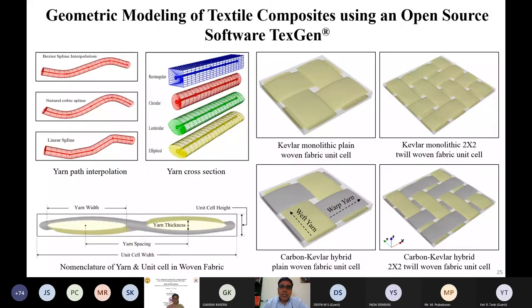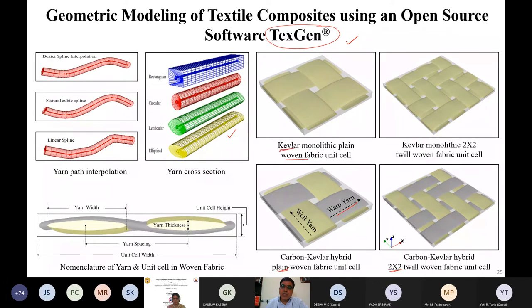Now look at this. These are all modeled in a free tool called TexGen, which is developed by the University of Nottingham, UK. In this particular tool, we are able to develop various types of structures or architectures of different textile composite materials. And just look at, we refer to the weft and warp yarn type. Within this, you can have various patterns. What pattern is this? This is a 2x2 twill pattern. This is a plain pattern. This is woven fabric with a unit cell, one unit only. So this we call a unit cell.